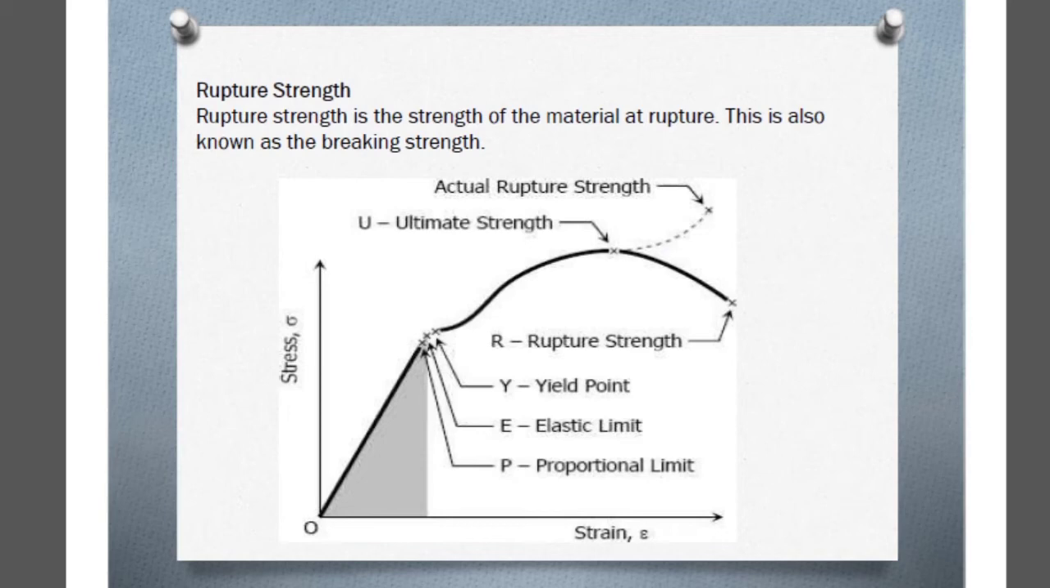What is rupture strength? So rupture strength is the strength of material at rupture. This is also known as the breaking strength. So kapag yung material ay sinubject natin into loading, tuloy-tuloy yung elongation niya, once na mag-break yung material, that point of breaking ay tinatawag nating rupture strength.